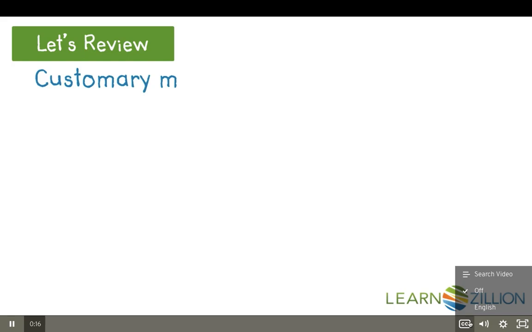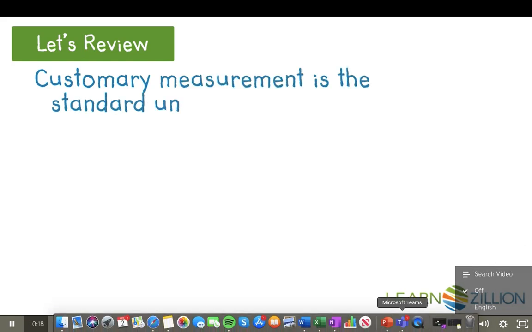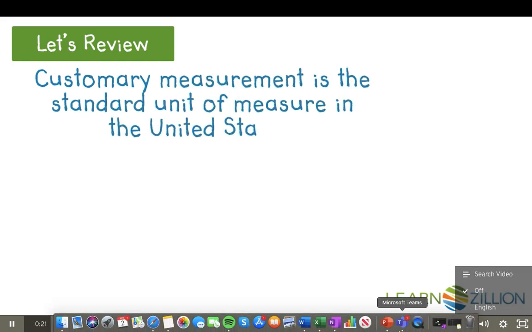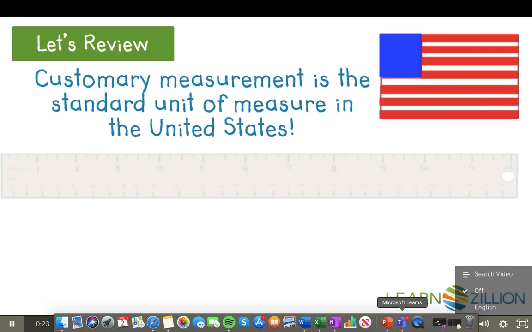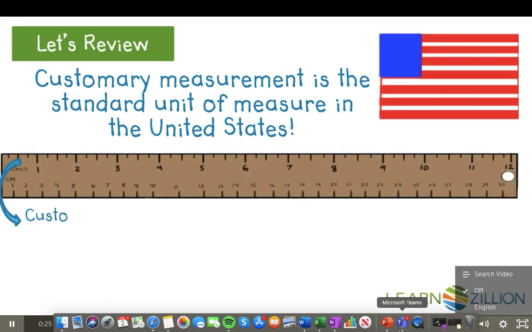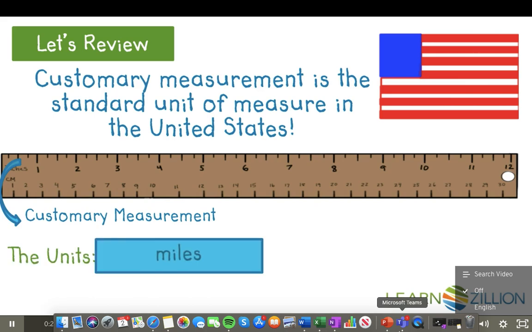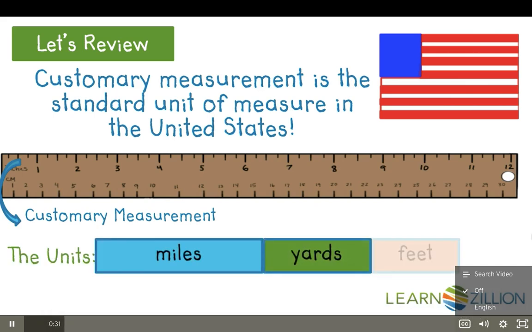Let's review. Customary measurement is the standard unit of measure in the United States. It's on one side of the ruler. The units are miles, yards, feet, and inches.